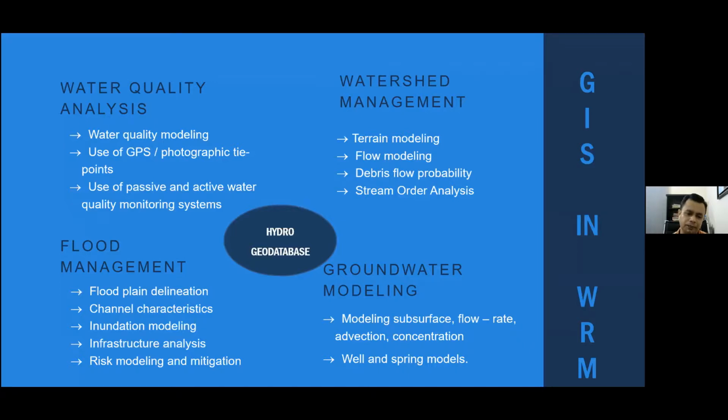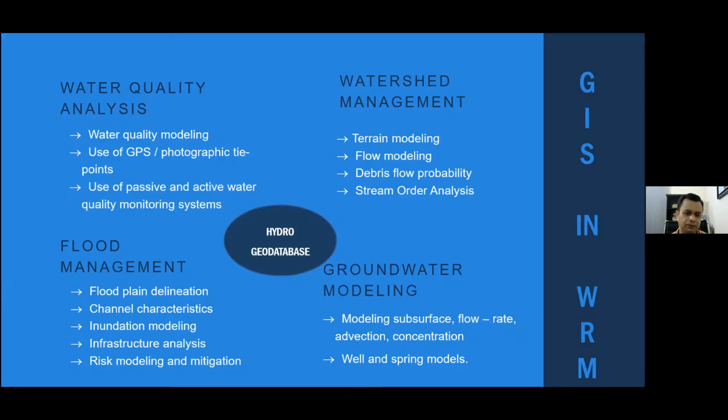And then we have to think about the channel characteristics. Which channels are carrying what amount of water, we have to identify these kinds of things. For identifying channel characteristics, a hydro database can assist you. That means GIS can assist you. We can also model the inundation here.